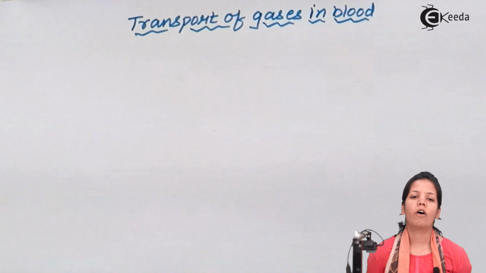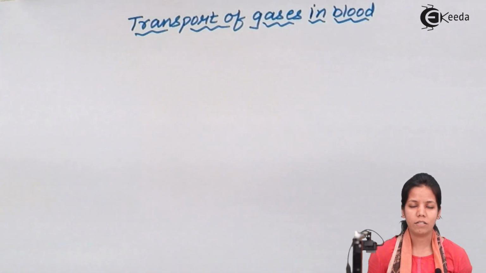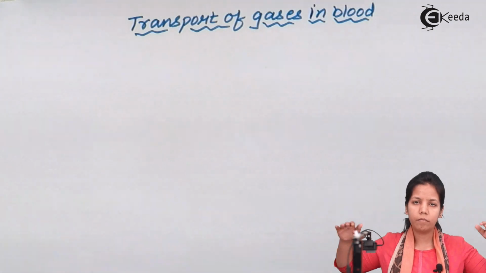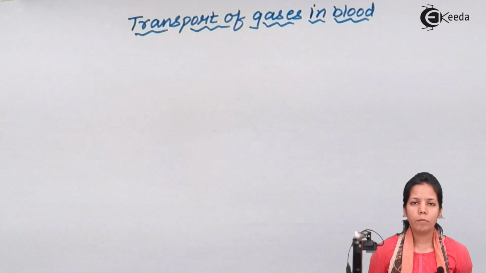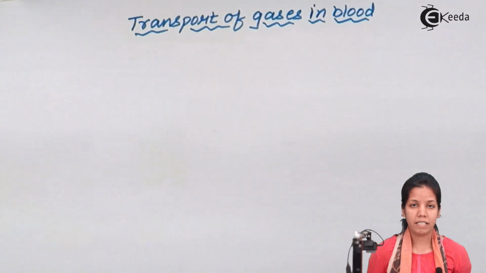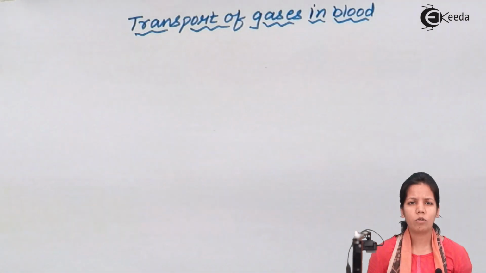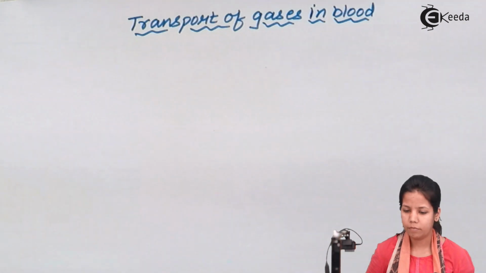This is a continuation of chapter Human Health and Diseases. We are studying topic transport of gases in blood. Oxyhemoglobin formation is major 86%, whereas the plasma cells carry oxygen in little quantity only.